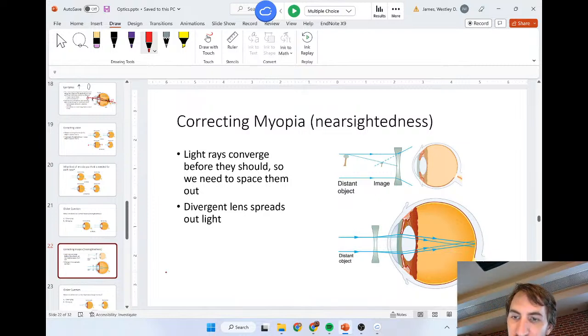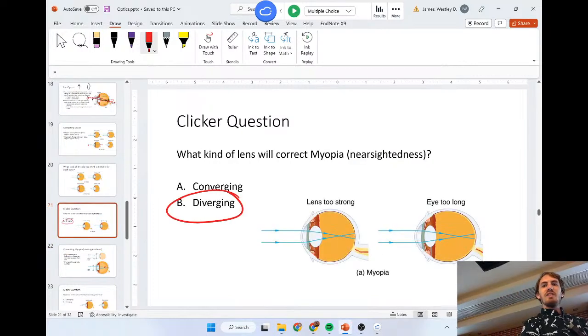Previously, they were converging here, and that was bad. But if we spread them out a bit, they start out a little bit more spread, and they'll come back together right where we want them to. So, the answer here is a diverging lens. Hey, good job. And if you have nearsightedness like myself, that's what your lenses are doing.